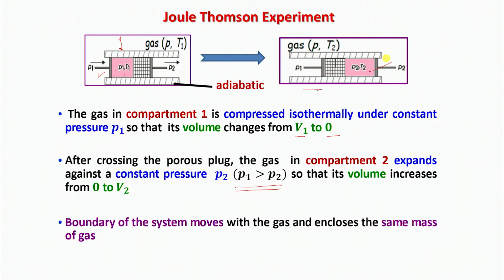gas. So this is a very clever design of this experiment, which says that I will drive the gas from compartment 1, on the left-hand side of the porous plug, and while I am compressing it, I will keep on moving this piston in such a way that the gas escapes through this porous plug and goes on the other side, but the boundaries of this system, which are indicated by the two pistons on the two sides of the porous plug, would enclose the same mass of the gas.